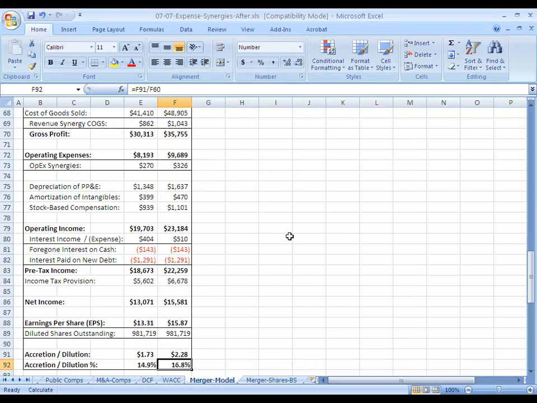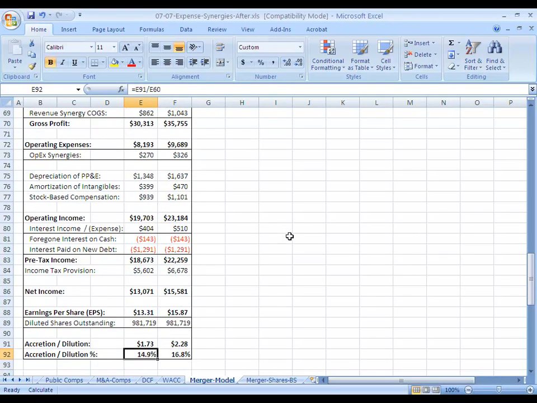And looking at our accretion dilution now, we see that it has gone up again by a bit. So it's 15% in year one and now 17% in year two. So if I just press Control Z here to move back, we see it's gone up by around 3% in year one and then around 2% in year two, which is reasonable considering the expense synergies at that level. Revenue synergies overall have more of an impact here because the revenue number is bigger to begin with. But that is how you would actually go about incorporating operating expense synergies into your model.